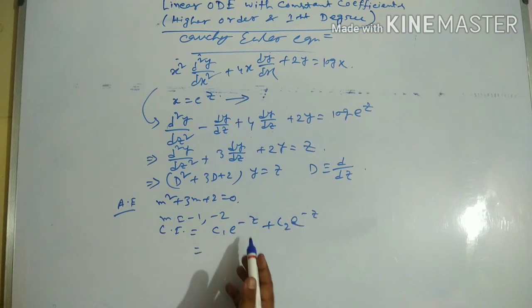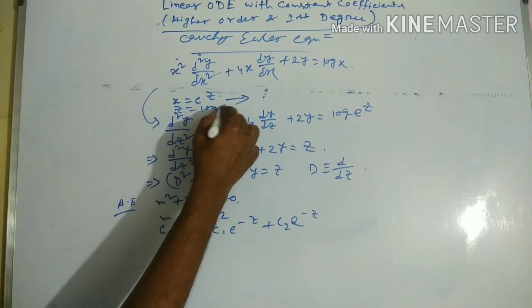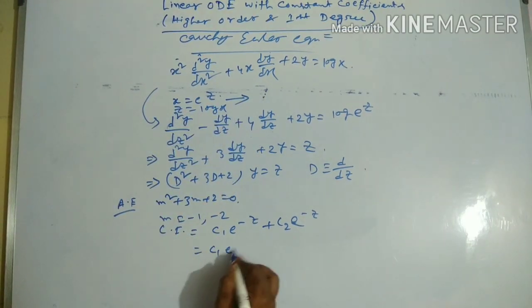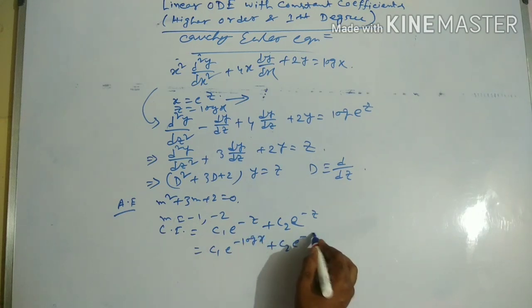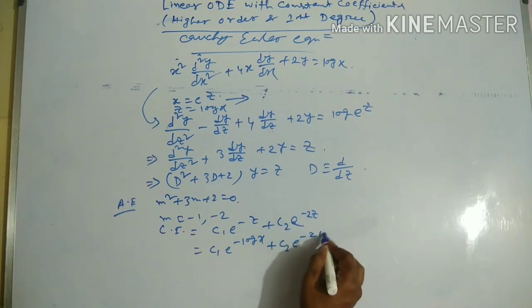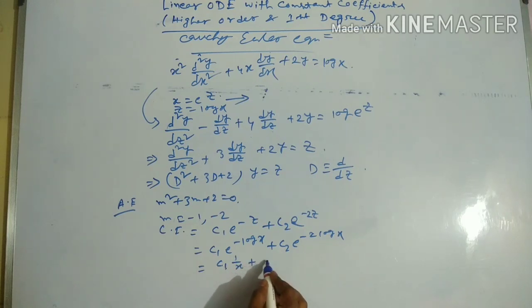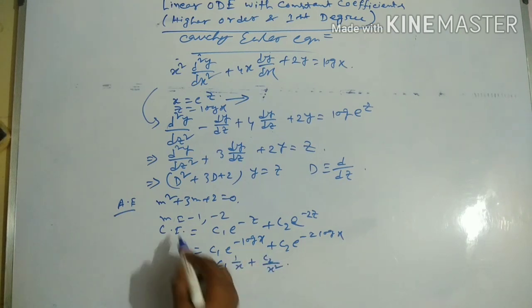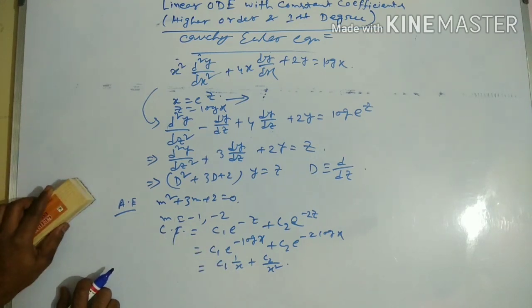Here I will substitute the value of z. The value of z is log x. So I will put C1 e to the power minus log x plus C2 e to the power minus 2 log x. So this will be C1 into 1 by x plus C2 into 1 by x² by properties of logarithm. So this is our CF. Now I will find the PI.